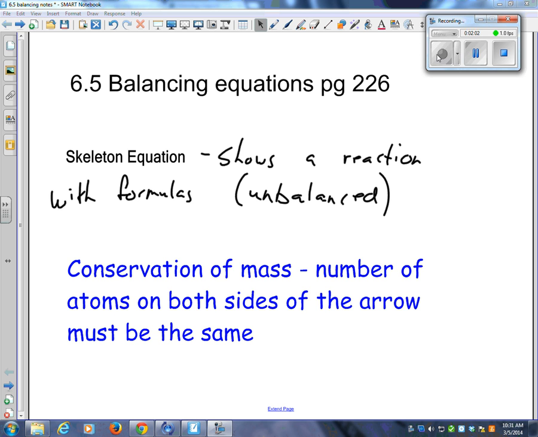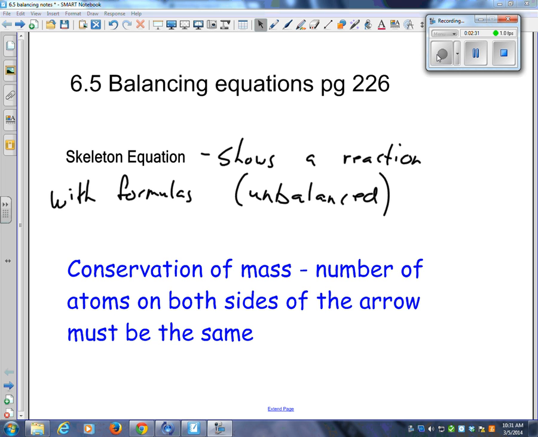Okay, so a skeleton equation is unbalanced. It's where you're going to start. What do you guys know about conservation of mass? I know we haven't done the lab yet. I needed some time to sort of get things together. What do you know about conservation of mass already, Cole? He's got a concussion, so he's sleeping. Oh, okay, good. What do you know about conservation of mass already, Cole? Nothing? The number of atoms on both sides of the arrow. You read my mind. Ashley.